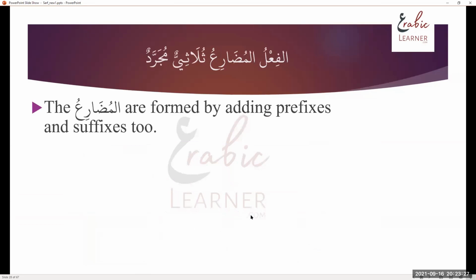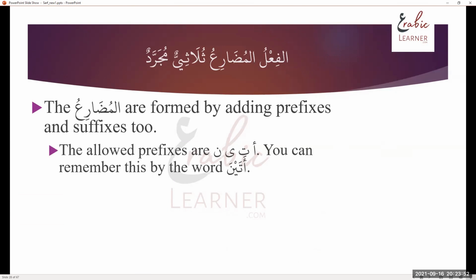Now, the Fi'lul Mudaare are formed by adding prefixes and suffixes also. What are prefixes? The letters that you add in the beginning to the Hua version of Maadhi. And what are suffixes? Suffixes are the letters that you add in the end of the Hua version of Fi'lul Maadhi. So the allowed prefixes are Alif, Hamzatul Qata, Ta, Ya, and Noon. These are the allowed letters that can be added in the beginning.